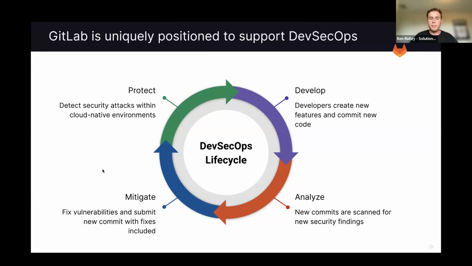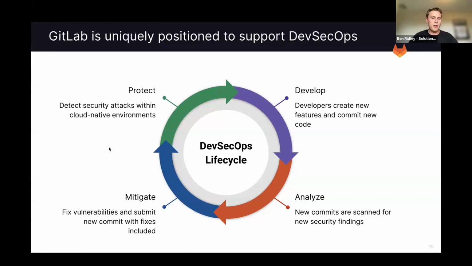GitLab also helps you mitigate any findings that you have in that security pipeline. So we'll use things like our explain a vulnerability feature, which uses AI to actually help you identify and mitigate any security vulnerabilities that are found in your development process. And we also have other things like suggesting versions that you should update to protect software dependencies from vulnerabilities and things like that. We also have features to help you detect security attacks within cloud-native environments. So things like scanning containers inside Kubernetes clusters and feeding that all back into your GitLab development process as well.